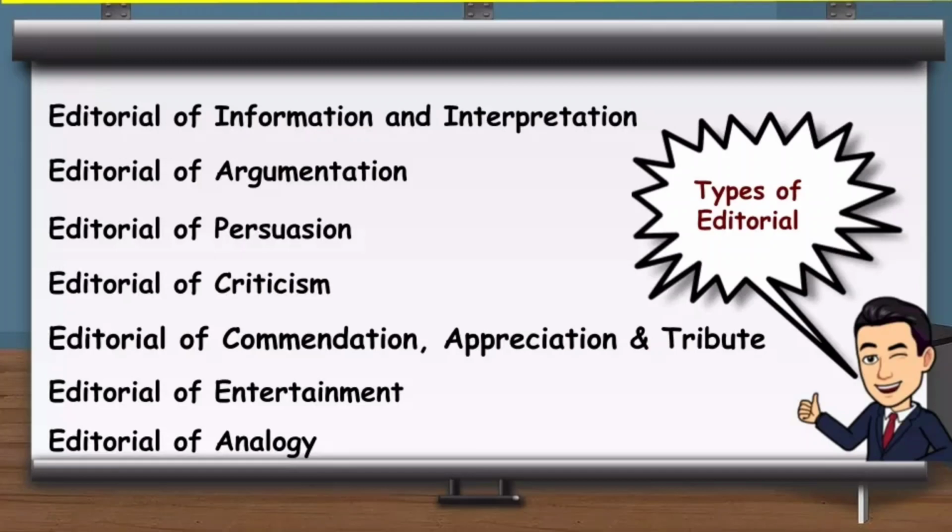For example, we have the editorial of information. From the term inform, the objective is to inform your readers. Another is the editorial of interpretation. These also interpret, explaining the meaning of current events or social issues. We also have the editorial of argumentation and the editorial of persuasion. They are quite synonymous because they convince and persuade the readers.